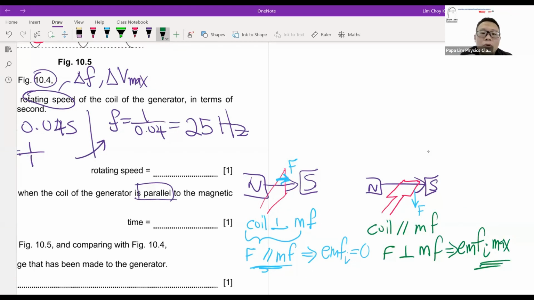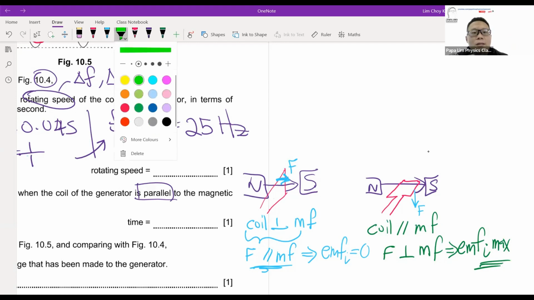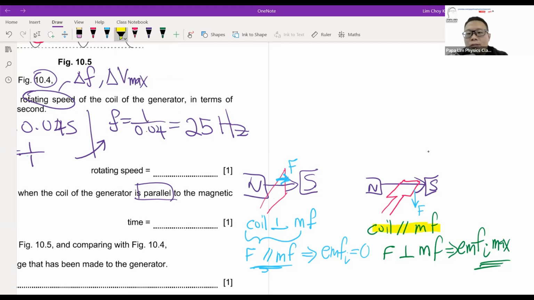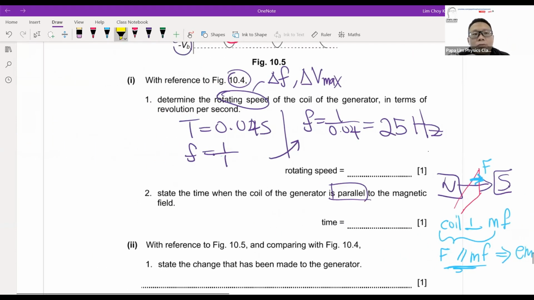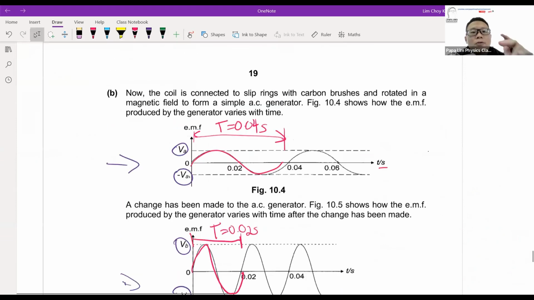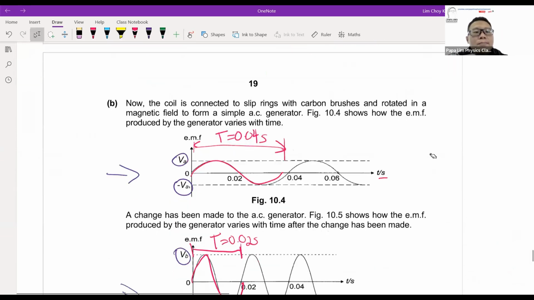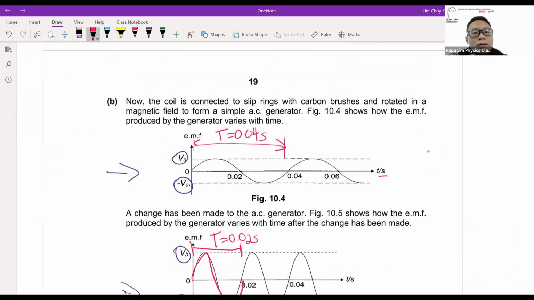So the location of your coil does matter. The location of the coil does affect the amount of EMF induced, and the rule of thumb that we're looking at is if your coil is parallel in this way, the EMF induced is maximum. So based on 10.4, when this is maximum, this point where the voltage induced is maximum, it actually tells you the coil is parallel to the magnet itself.